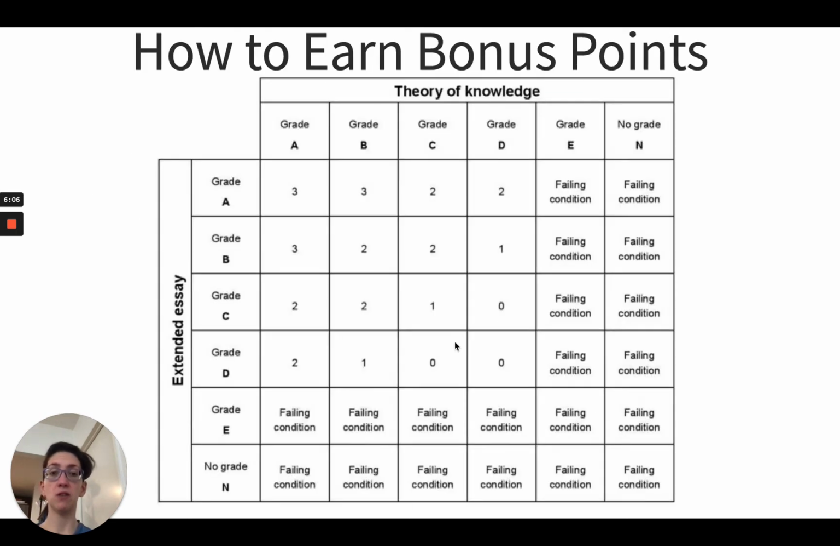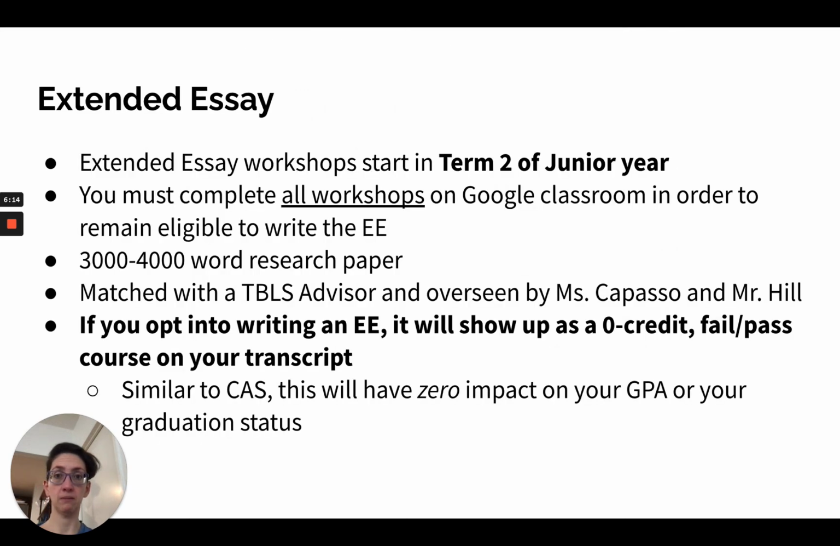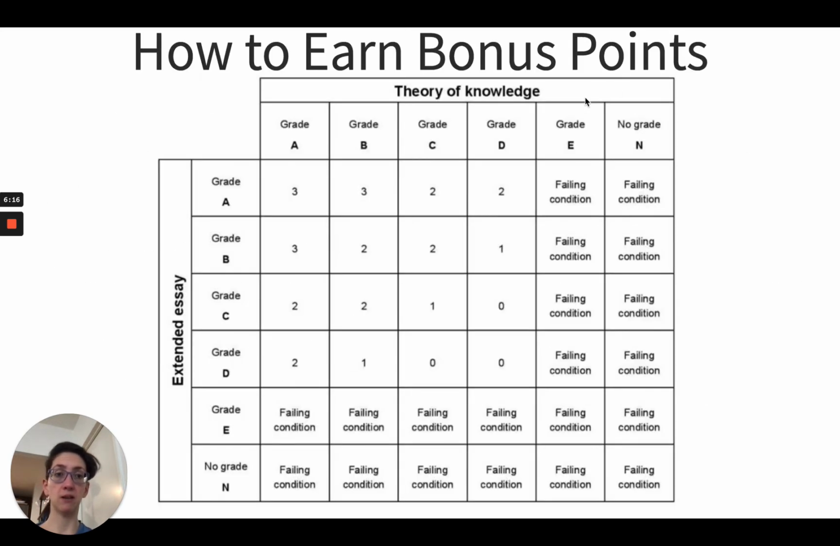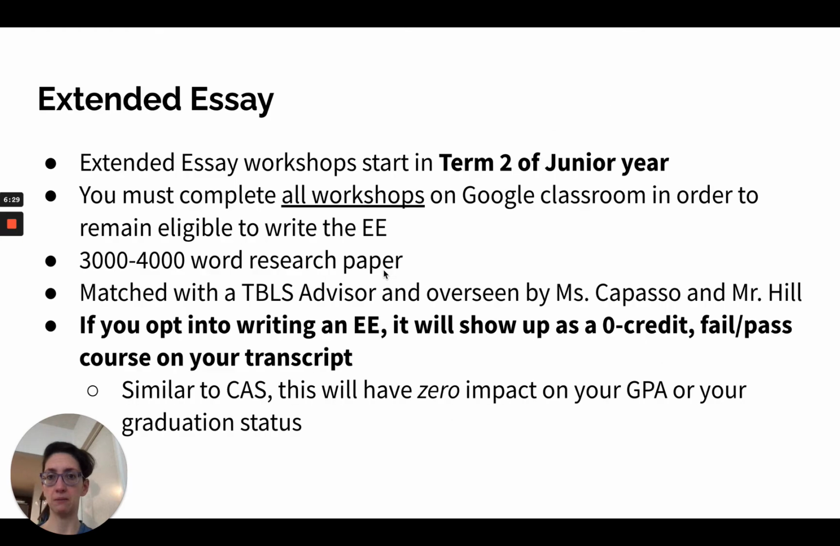Okay. As I mentioned, there are some additional bonus points that you can get based on how well you do in theory of knowledge and the extended essay. Notice that there are some grades for theory of knowledge and extended essay that count as a failing condition. And that means even if you do everything else, if you have a failing EE or TOK, you do not get the diploma.